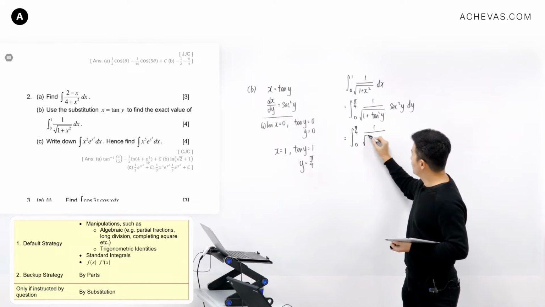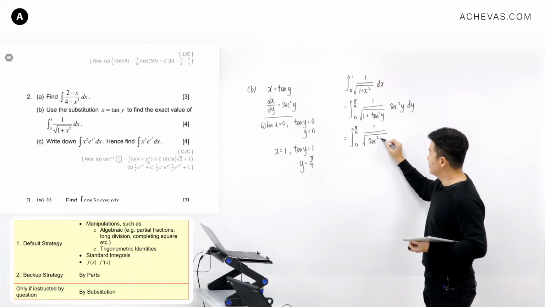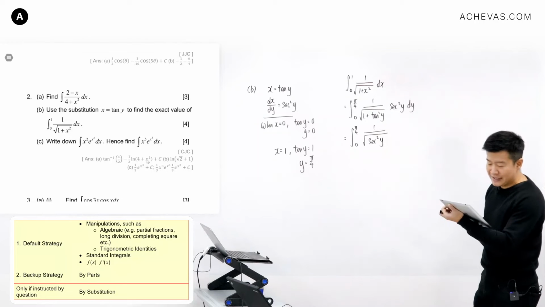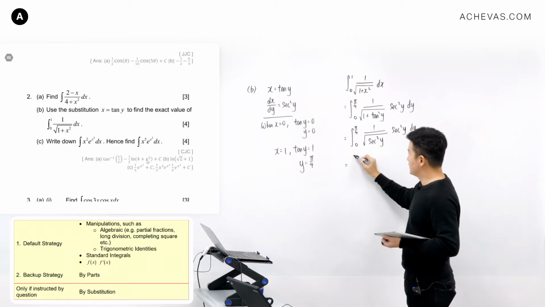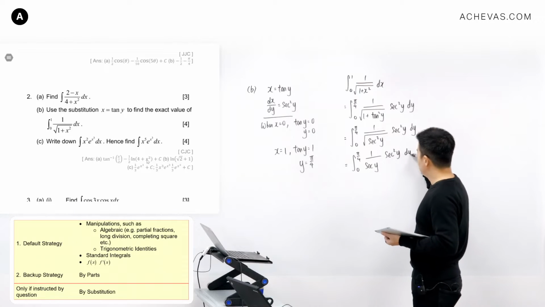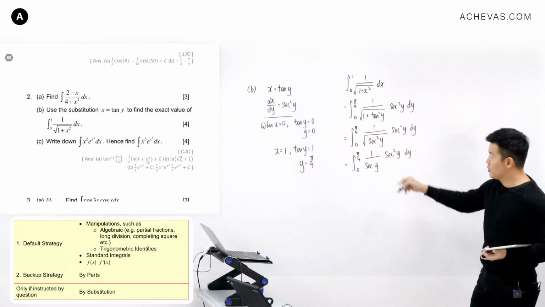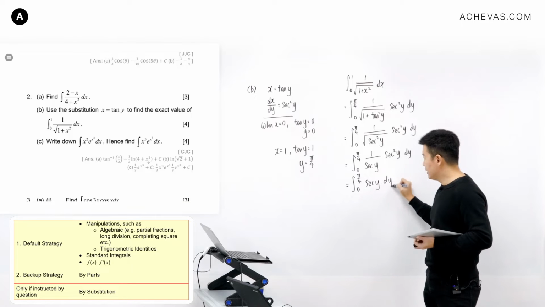1 over square root of 1 plus tangent square y. The trigonometric identity tells us that this is going to be equal to secant square y. And we have a secant square y here, dy. So this is integrating from 0 to pi over 4 of 1 over secant y, secant square y, dy. Cancelling them, we are going to be left with a secant y. So 0 to pi over 4, secant y, dy.